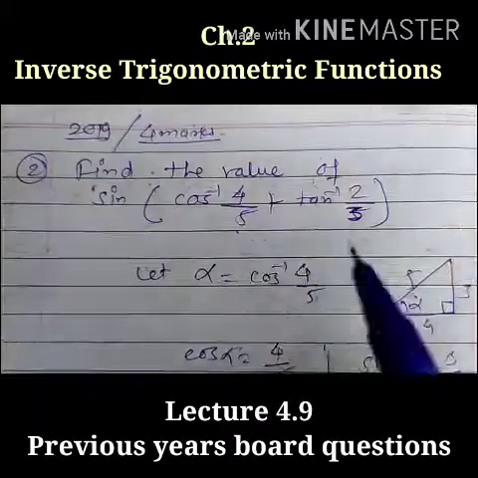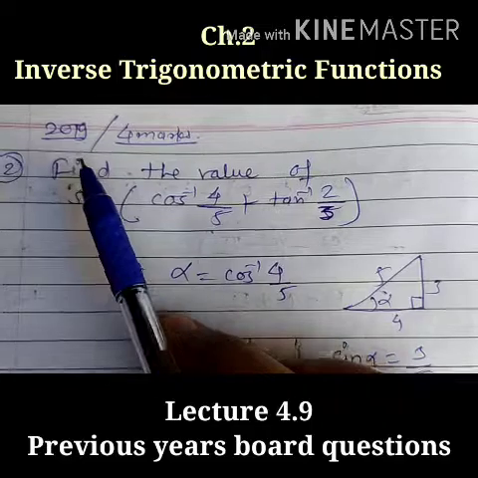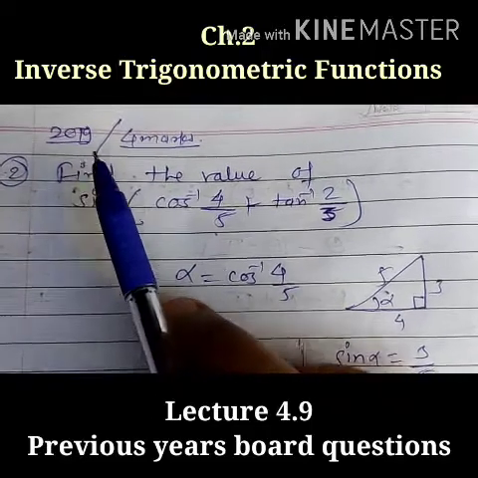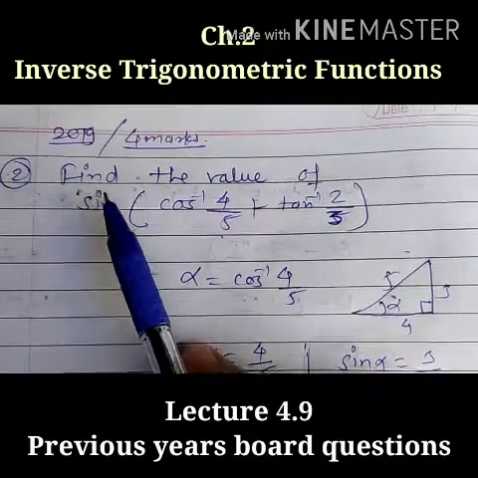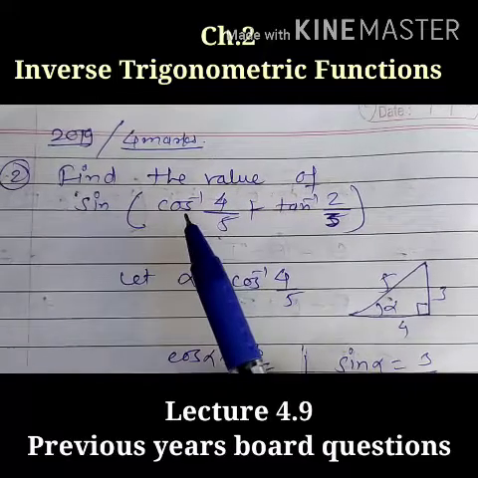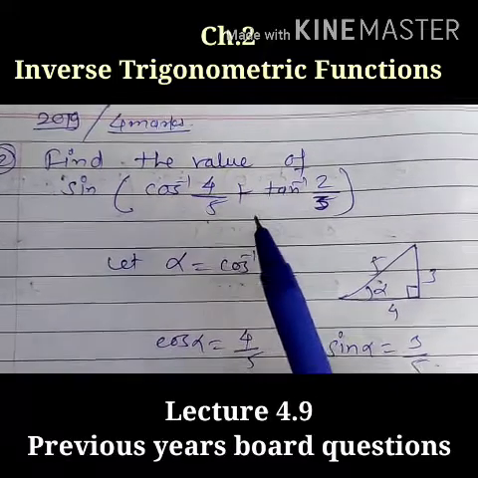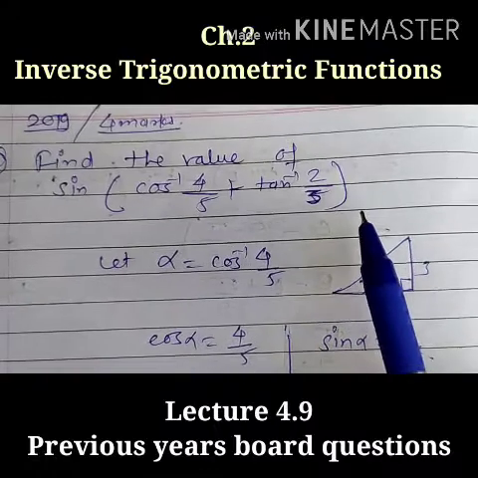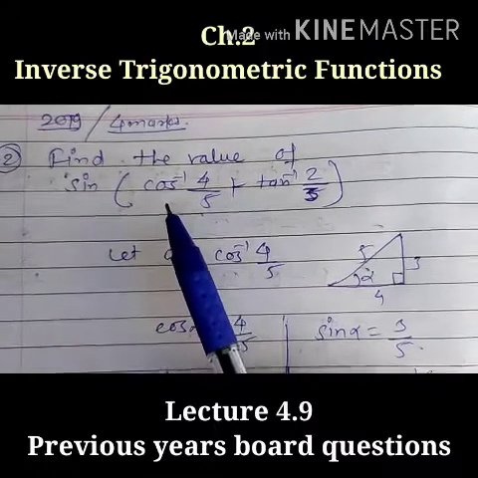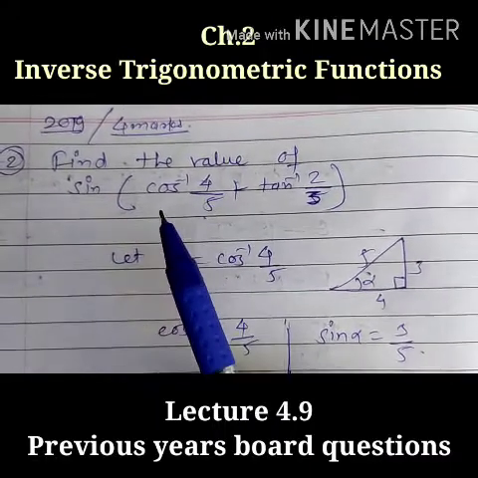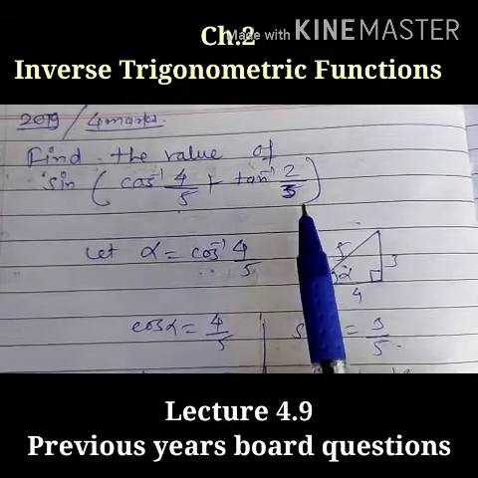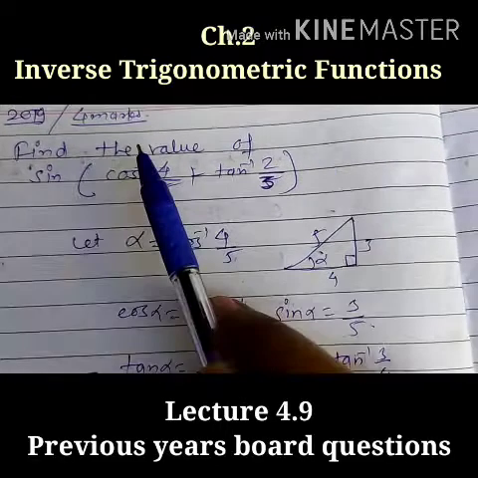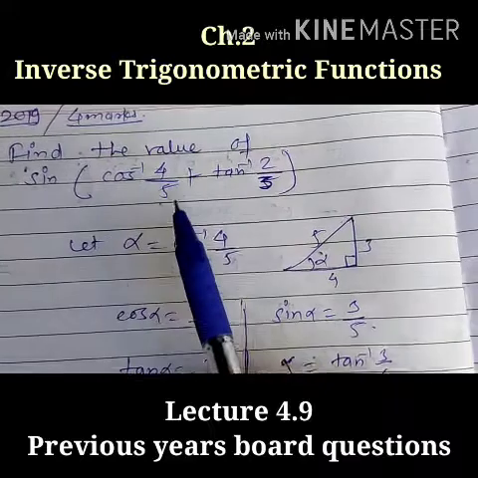Understood? Now we'll see the second example, which was also asked in the year 2019 for 4 marks. Find the value of sine of (cos inverse of 4 by 5 plus tan inverse of 2 by 3). See students, we don't know how to solve cos inverse of x plus tan inverse of y. So we'll convert this cos inverse of 4 by 5 into tan inverse.